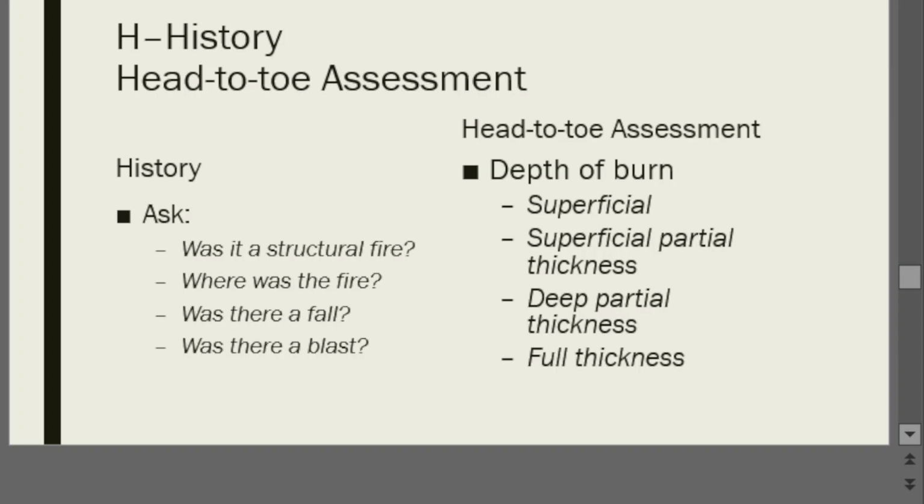We need to know H, history, and head-to-toe assessment. As far as history goes, we need to know the following. Was it a structural fire? Where was the fire? Was there a fall that resulted as part of the escape? Was there a blast that occurred? And then as far as head-to-toe assessment, we're going to look at the depth of the burn. We need to understand that the depth of the burn may not be fully realized until the wound has been debrided, just like in the case of some of our pressure ulcers. We can't really tell the depth until we look at the debridement.